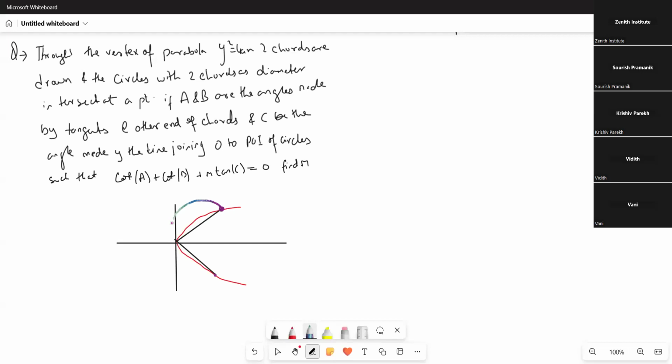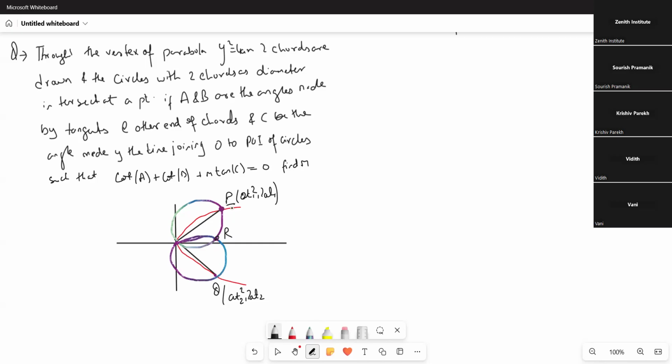इन दोनों पे सर्कल बनेगा. This is their point of intersection. So we take this as P, इसको Q and इसको R. So P can be taken as (at1 square, 2at1). Q can be taken as (at2 square, 2at2).